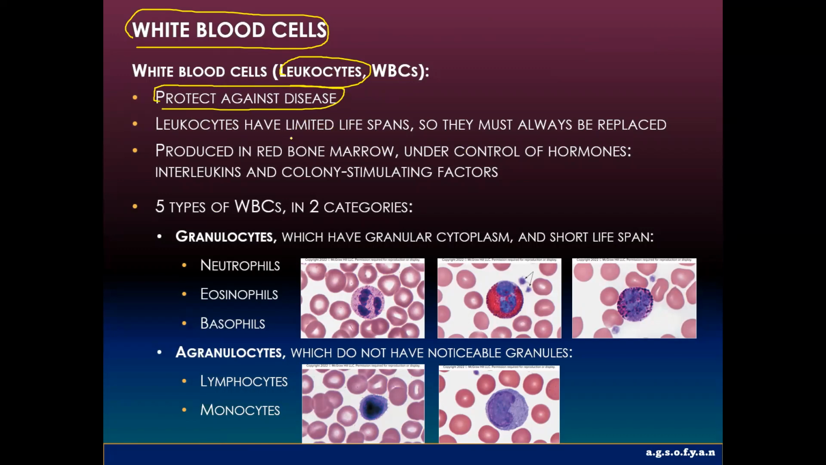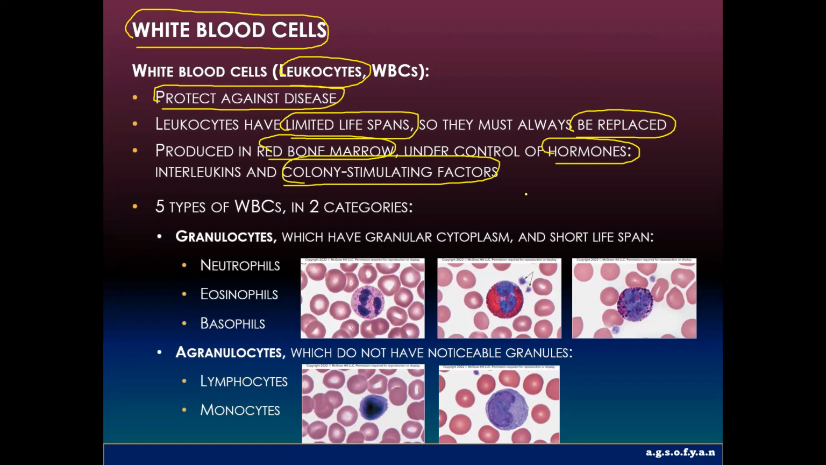These leukocytes also have a limited lifespan, but it is actually longer than the red blood cell. They also have to be replaced, or made, in the red bone marrow. It's the same place for making red blood cells. It's made in red bone marrow under the control of hormones. There are hormones called colony stimulating factor, the main hormones that control white blood cell production.